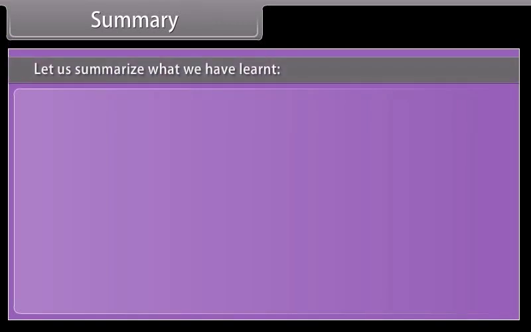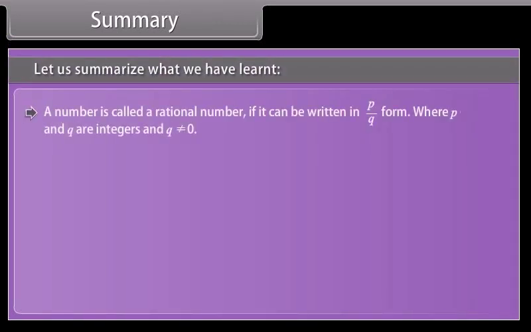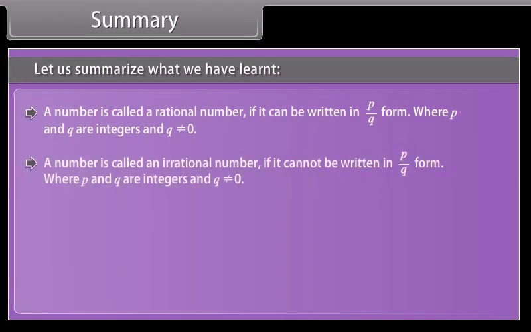Summary. Let us summarize what we have learned. A number is called a rational number if it can be written in p upon q form, where p and q are integers and q is not equal to 0. A number is called an irrational number if it cannot be written in p upon q form, where p and q are integers and q is not equal to 0.